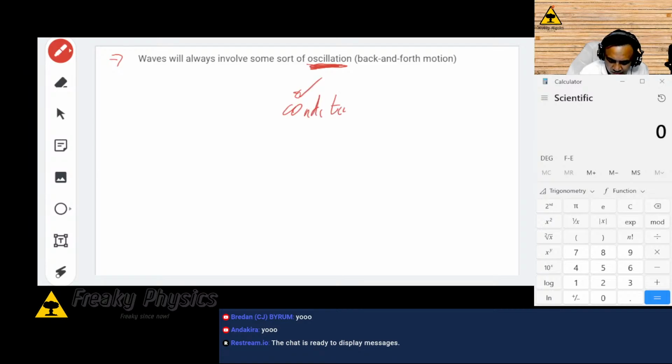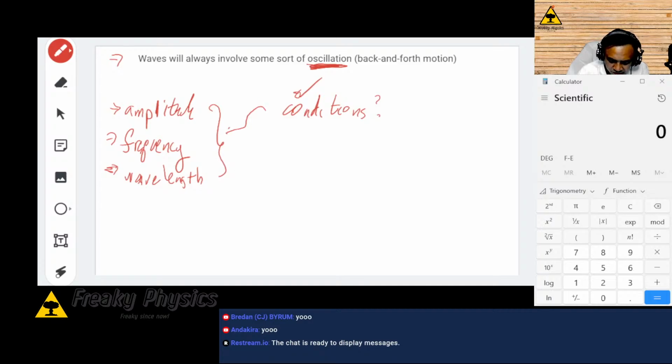The amplitude will be the same. So amplitude is consistent. Then you have frequency. What else do we know? We also have wavelength here. Now these would actually be the result of the conditions. They're not the actual conditions.